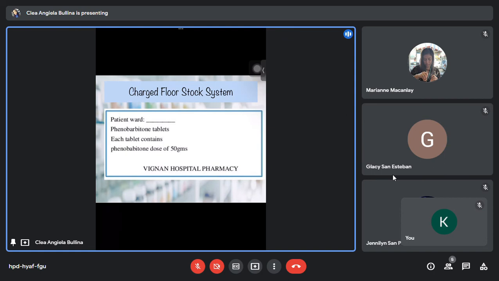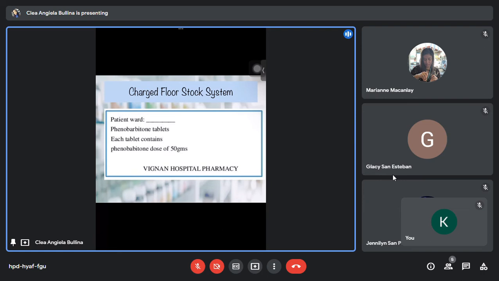Okay? So, again, mo ni ang label. We have the hospital name below, the Vignan Hospital Pharmacy. So, anong patient ward siya? Halimbawa, sa San Pedro Hospital, Davao City, yan siya. Yung ward nila is naka-name sa Saints. So, halimbawa, Saint Matthew. Okay, the patient ward is Saint Matthew.